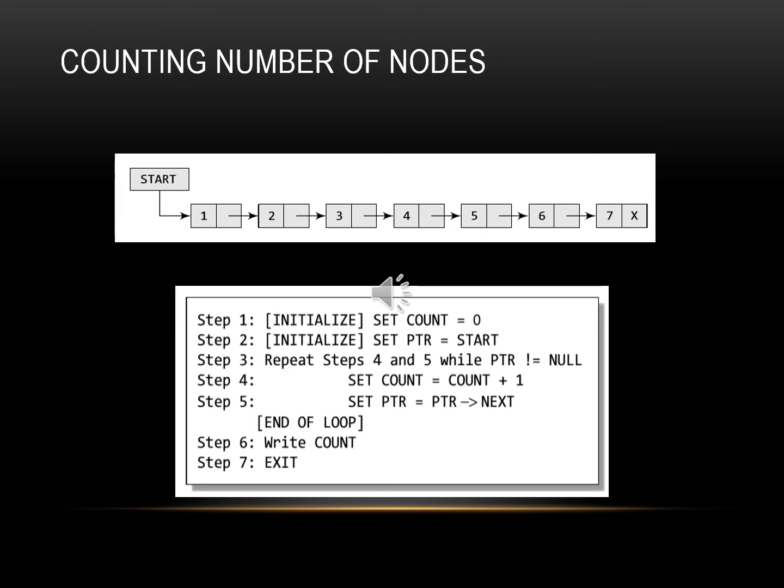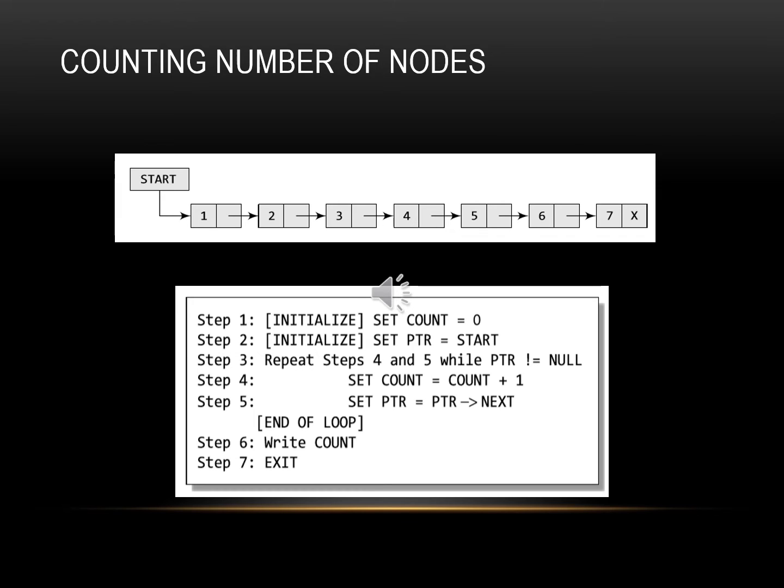Now repeat steps 4 and 5 while pointer is not equal to null. That means till the pointer reaches the last node. And count equal to count plus 1 means we will increase the value of count by 1, and the pointer will keep moving to the next node till the loop ends. And once the loop ends, we will print the final value of count and exit.